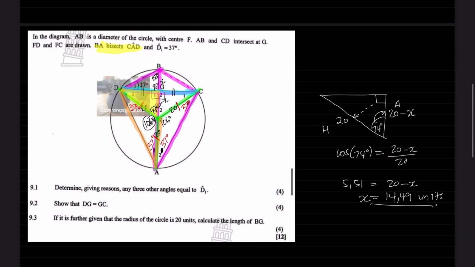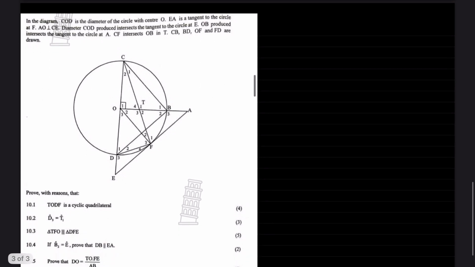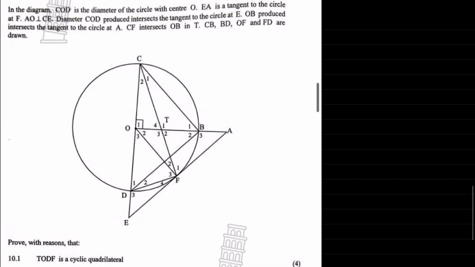Okay, that's it. Let's move on to the last question. And this question reads, in the diagram, COD is the diameter of the circle with center O. EA is a tangent to the circle at F. AO is perpendicular to CE. Diameter COD produced intersects the tangent to the circle at E. OB produced intersects the tangent to the circle at F. CF intersects OB in T. CB, BD, OF, and FD are drawn. A lot of information there. We've been given this complex looking diagram. Let's go through some of the questions.